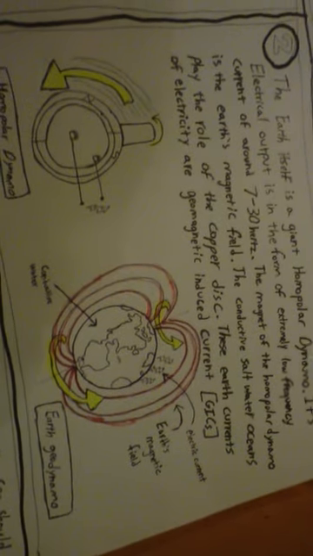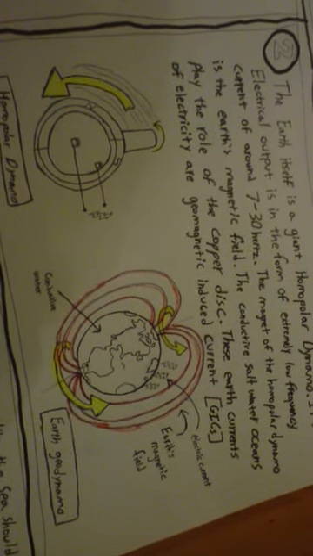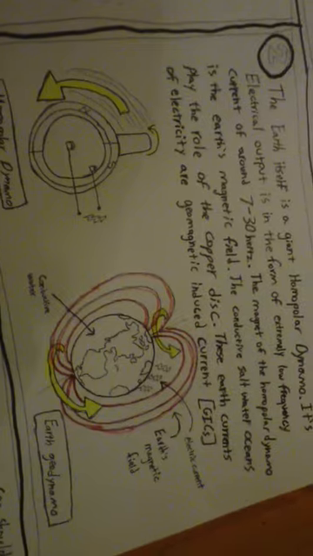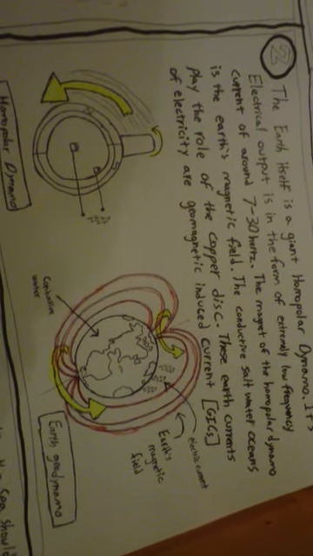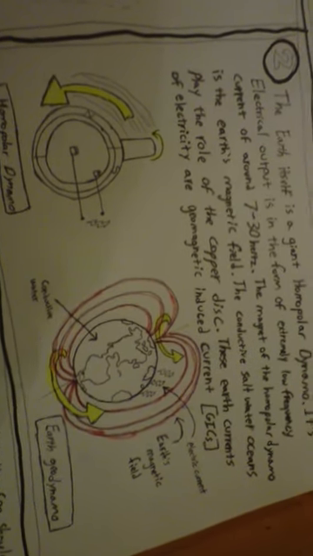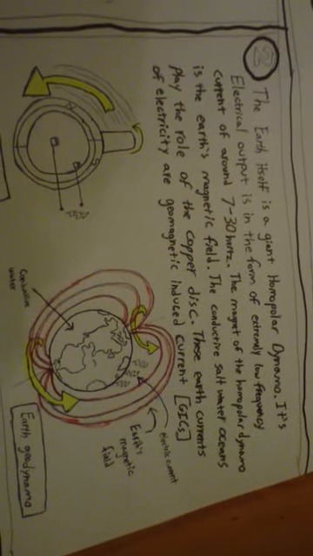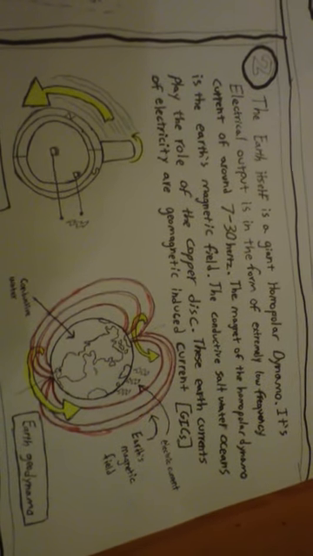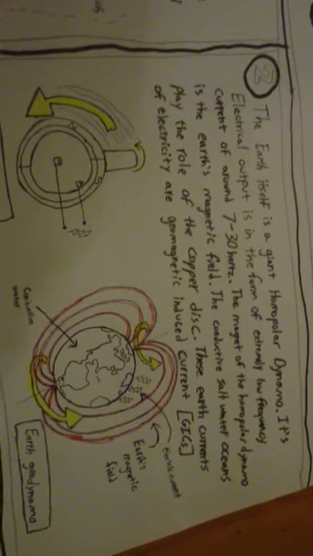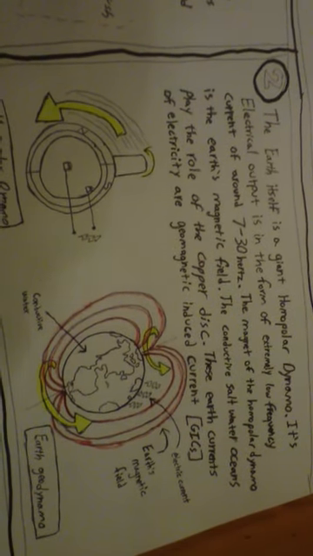In the case of the Earth, the oceans take the place of the conductive copper disk, and the Earth's magnetic field takes the place of the magnet in the homopolar dynamo. The effect is pretty much the same. The Earth will output electrical energy just as a homopolar dynamo of Faraday does.